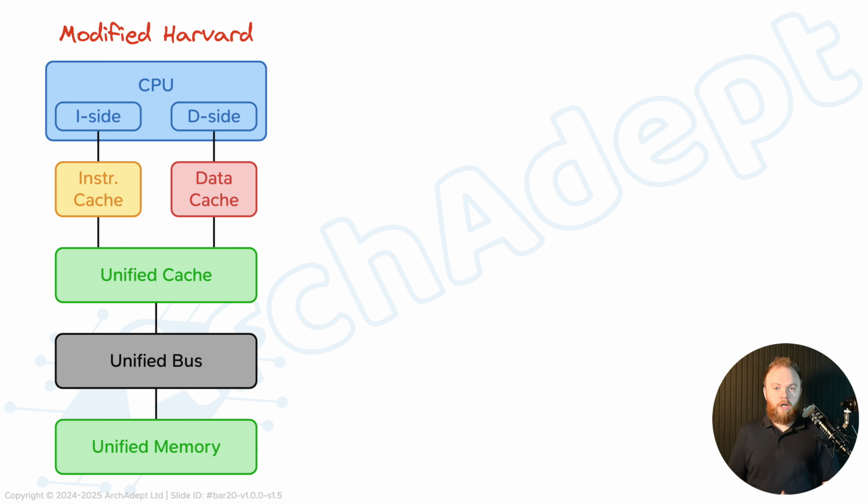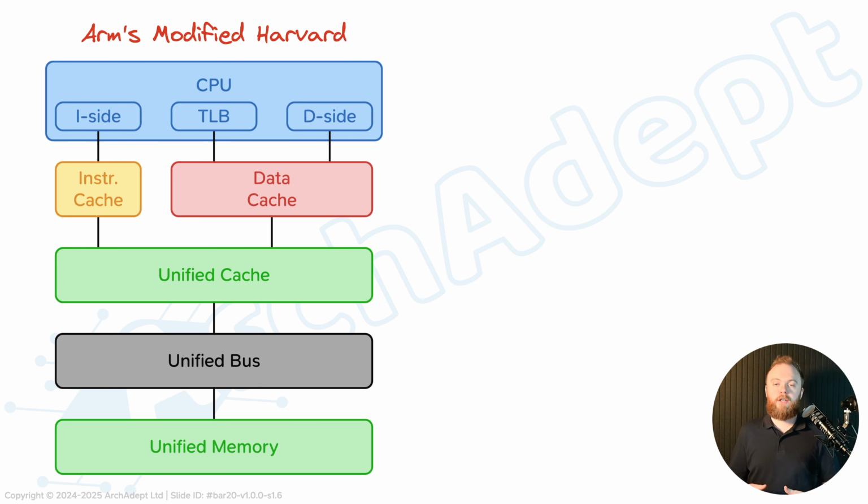Now, the reason the ARM architecture's memory model is described as being a modified Harvard architecture is because it doesn't really fit cleanly into either of those two models. So you'll notice here that close to the CPU, it looks like a traditional Harvard architecture system with distinct I side and D side interfaces to instruction memory and data memory, and separate caches for instructions and data as well. However, as we get further away from the CPU, it begins to look more like a traditional von Neumann architecture memory system instead. So we have unified caches that can hold both instructions and data, and we have a unified bus and a unified main memory too.